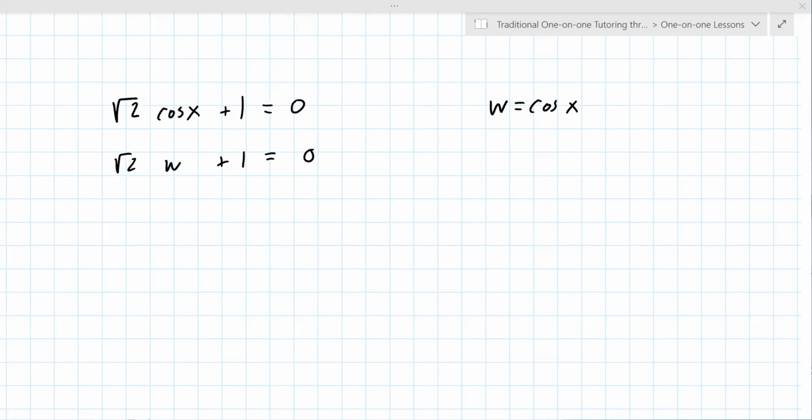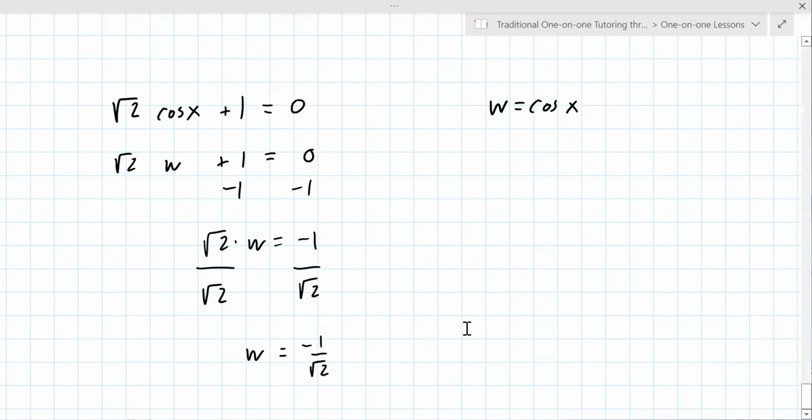Okay, so I subtracted 1. Okay, that's good. Square root of 2 times w equals -1. Oh, I was thinking about solving it a different way. Never mind. Divide by the square root of 2.